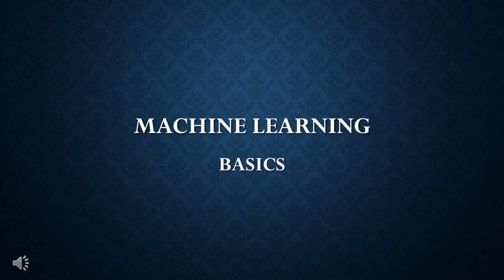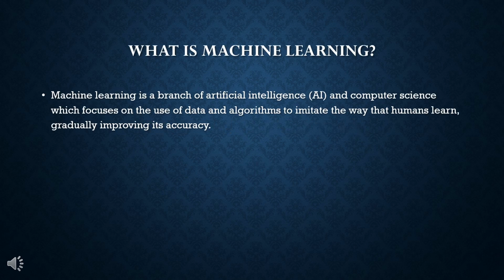In this video, we are going to learn the basics of machine learning. So let's get started. At first, we will talk about what is machine learning. Machine learning is a branch of artificial intelligence and computer science which focuses on the use of data and algorithms to imitate the way that humans learn, gradually improving its accuracy.